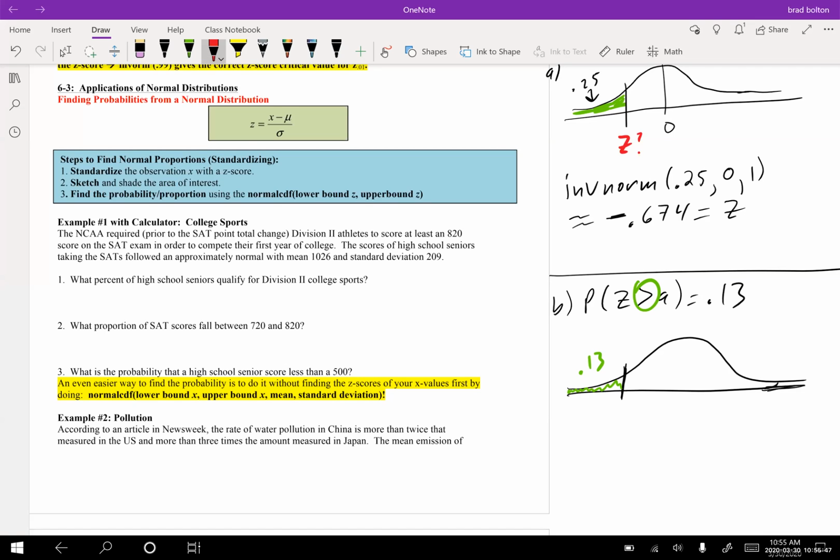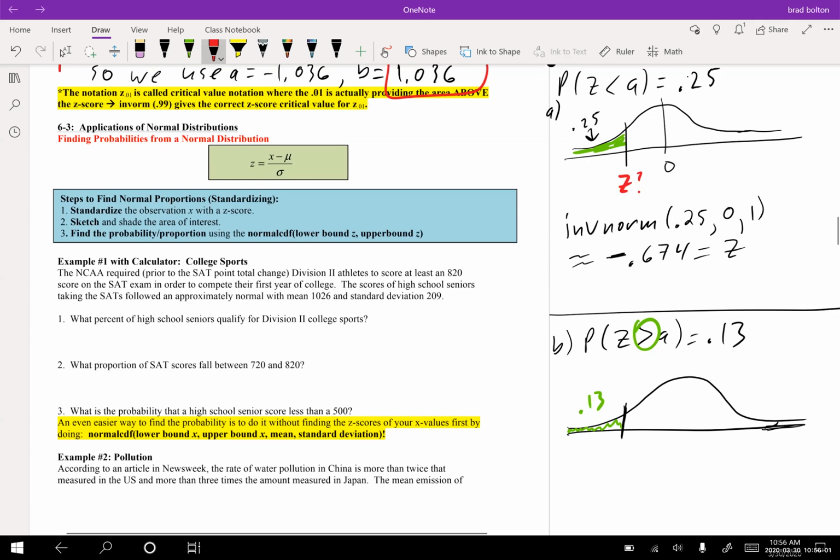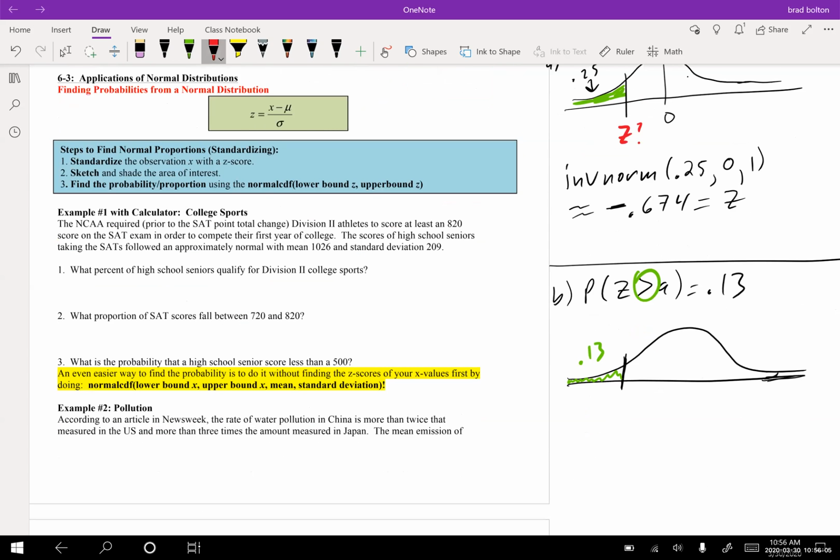So I can do this. I can do second var inverse norm, using the distribution, and I'm going to do 0.13, and I get negative 1.126. Okay, so this number right here would have been negative 1.126. Okay, but here's the problem.